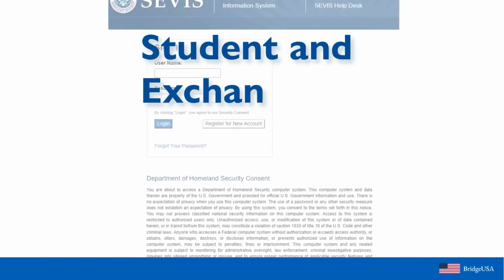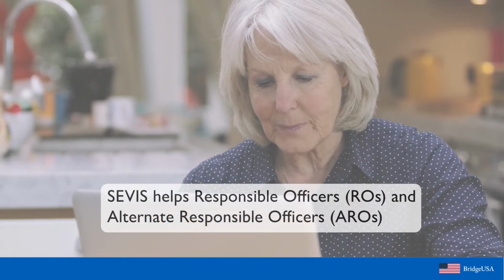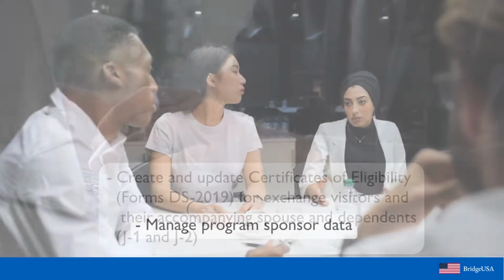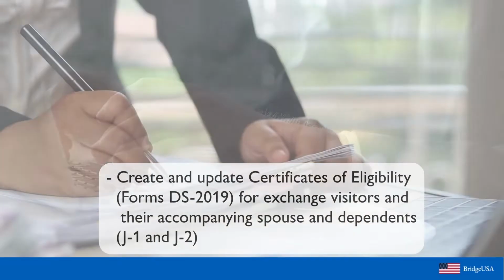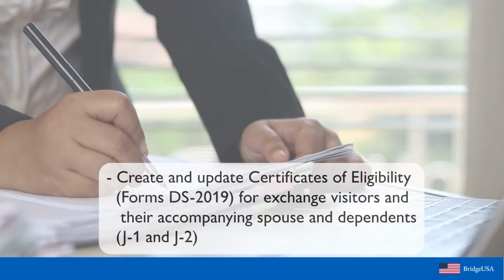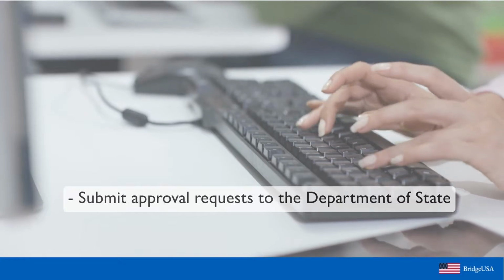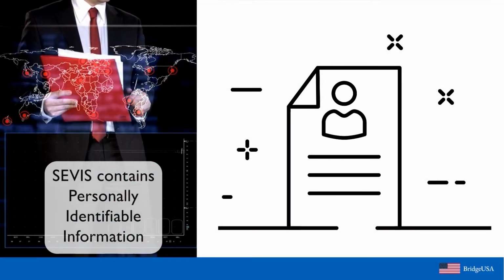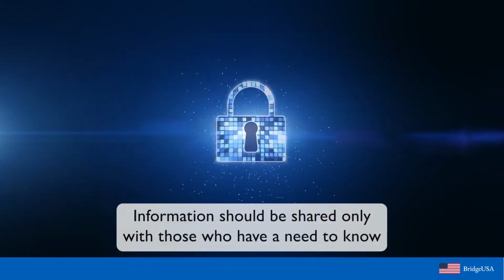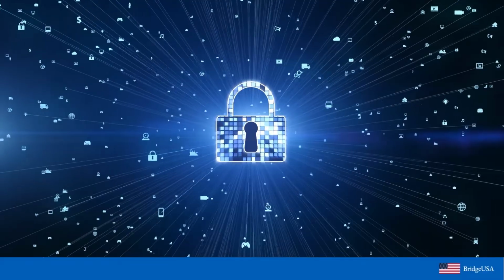The Student and Exchange Visitor Information System, SEVIS, helps ROs and AROs manage program sponsor data, create and update certificates of eligibility, Forms DS-2019, for exchange visitors and their dependents, and submit approval requests to the Department of State. The information collected in SEVIS is considered personally identifiable information. It should be safeguarded and only shared with individuals who have a need to know.